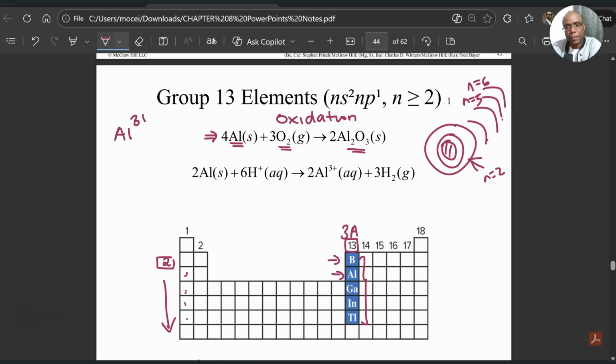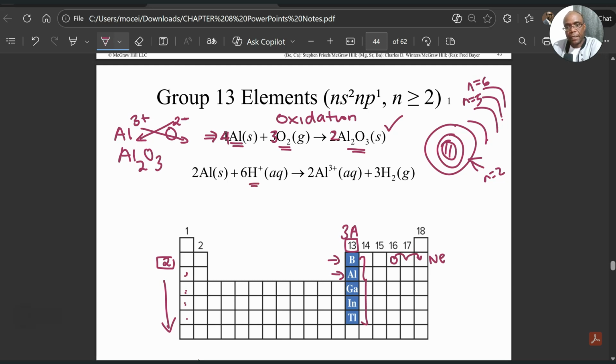We say that aluminum has a charge or oxidation number of +3. Oxide is always 2- because the oxygen is somewhere here. It's 2 steps to neon, so it gains 2 electrons, so it's 2-. Drop the 2, drop the 3, it's going to be Al2O3. Now all that will be left is to balance. You realize that you have to put a 4 here, a 3, and a 2. That will be the aluminum oxide product.